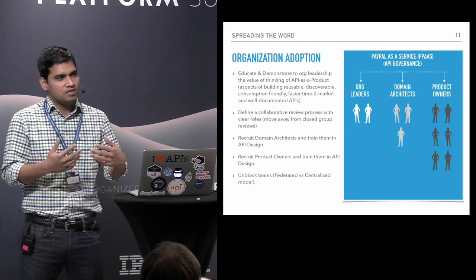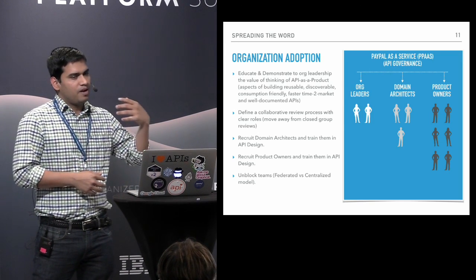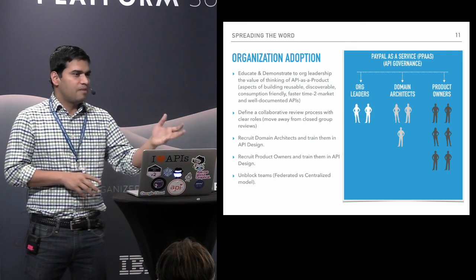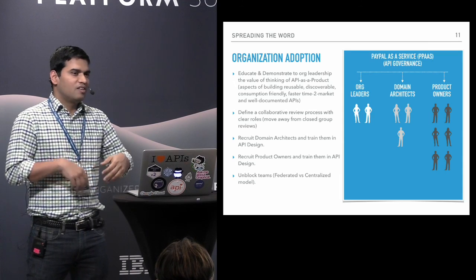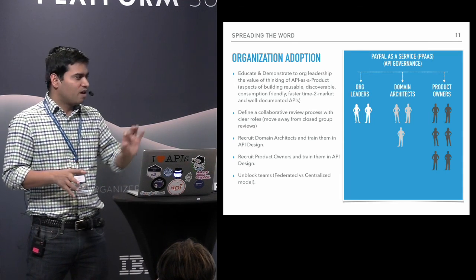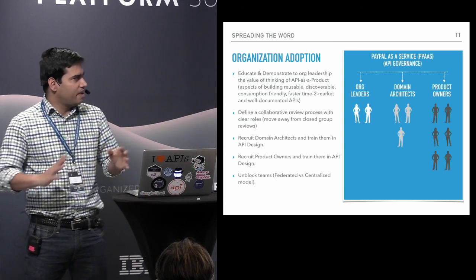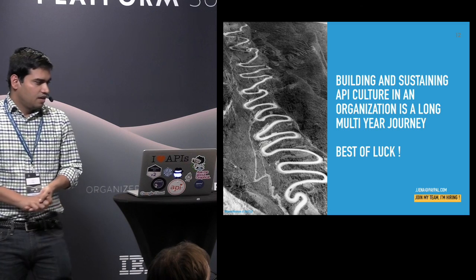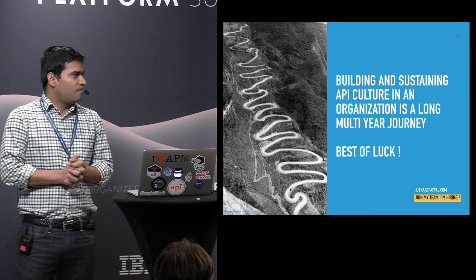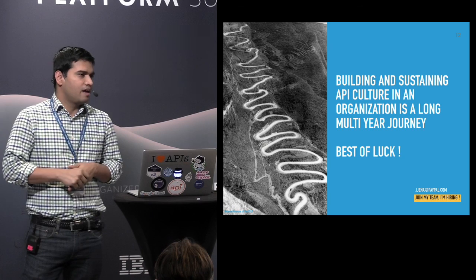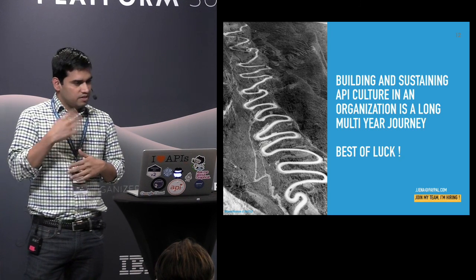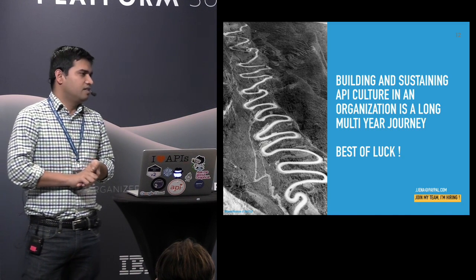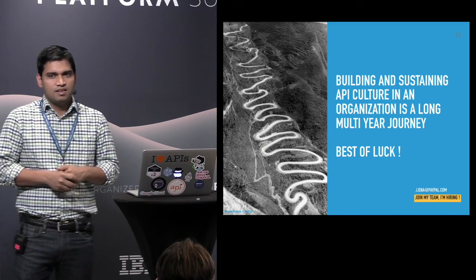Now the central team takes care of writing the standards, changing the capability model, and changing the API end-to-end life cycle. But the federated team is the one who reviews the APIs for their domain against these standards and principles. This is a long journey, and building the API culture is a continuous process, and you have to invest for a longer duration. It's a never-ending thing, right?